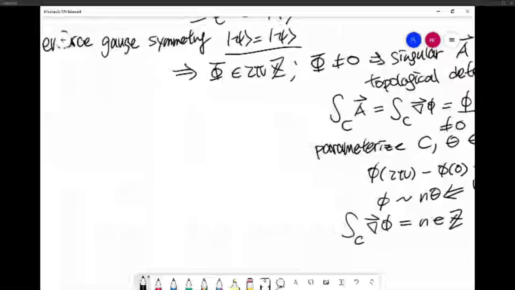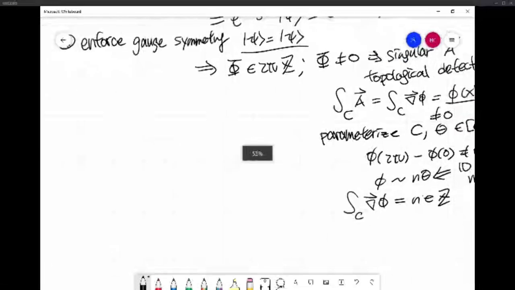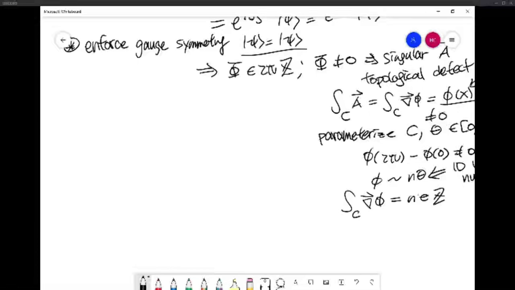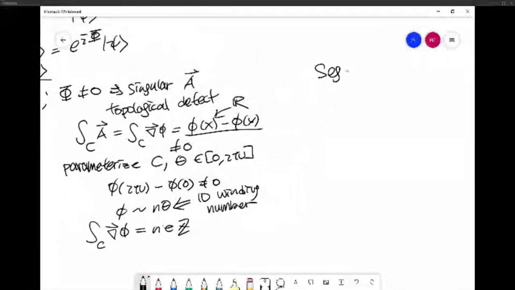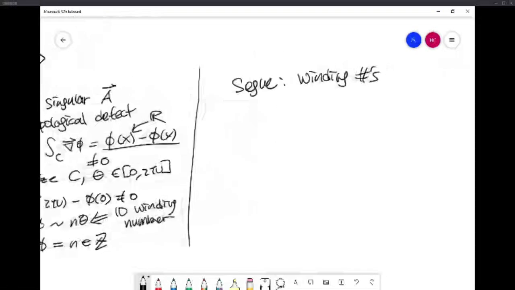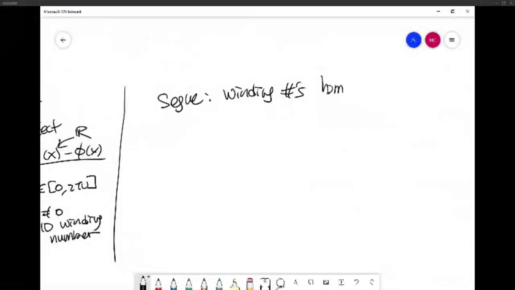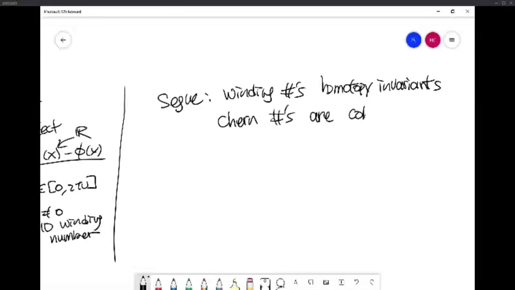So there's a correspondence between them. What I'm going to say is going to relate to this, I'll write down another segue. So winding numbers are homotopy invariants, right? But the Chern numbers are cohomological invariants. So how are they related?